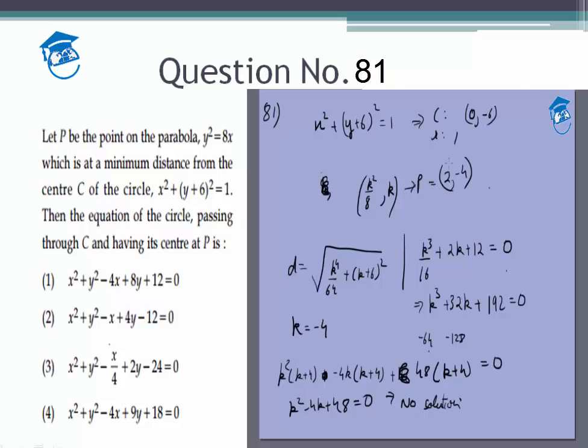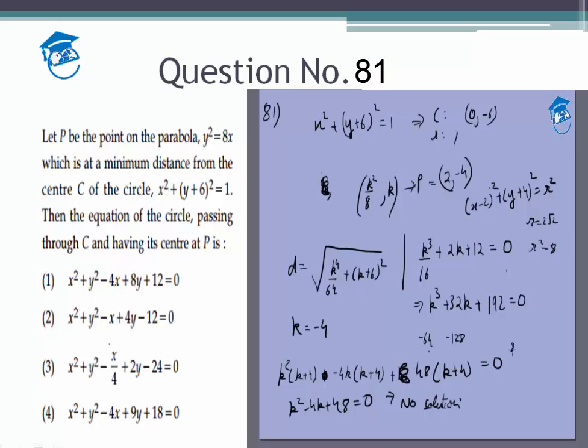We want the equation of a circle passing through C and having its center at P. So the equation will be (x minus 2) whole squared plus (y plus 4) whole squared is equal to r squared, and it has to pass through the center C of the first circle. It has to pass through (0, minus 6). So this will be 2 squared, which is 4, and minus 6 plus 4 will again give me 2 squared, or 4, so 8. So r is 2 root 2, which means r squared is 8.